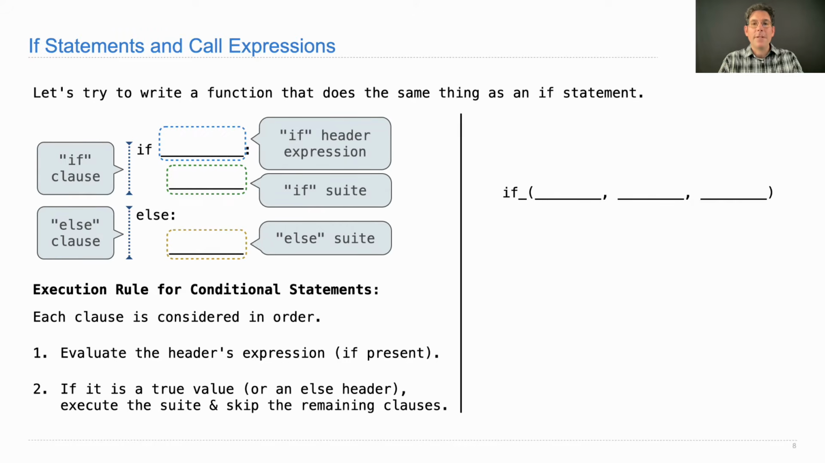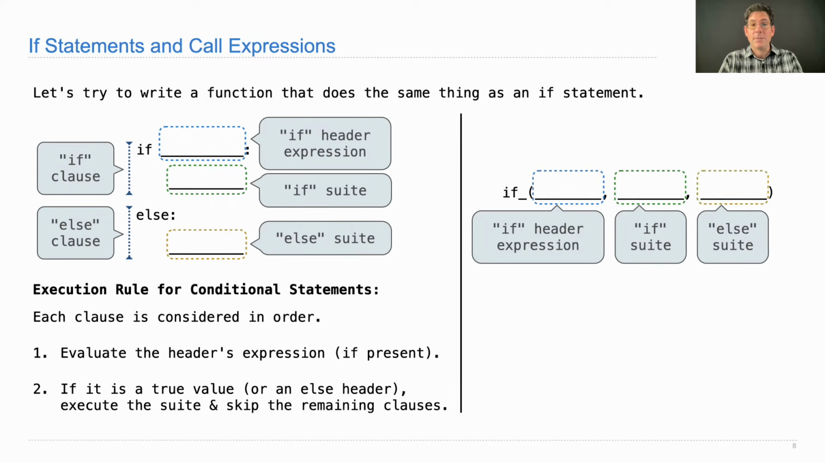If we were to write a function, let's say there was an if function that took a header expression, an if suite, and an else suite, couldn't we just write our code like this? Well, first of all, this doesn't exist in Python, but I think we could try to implement something like this. And what it would do is if this were true, it would return whatever the if suite value is, and if it were false, then it would return whatever the else suite value is. So how might we implement that?